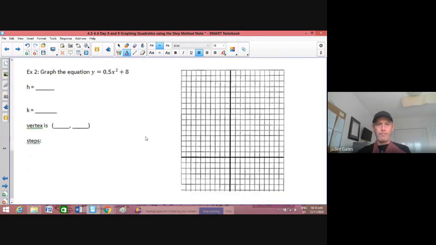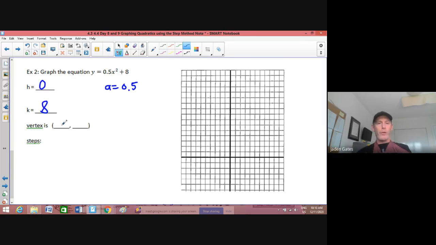All right, so here we go. Another one here. Graph the equation y equals 0.5x squared plus 8. Again, the number in front of the x squared, that's my a value. So there we go, a is 0.5. Now, again, there are no brackets, so it's not being shifted left or right at all. But we do have a number after the squared. It's 8. So that means this graph is being shifted up 8.